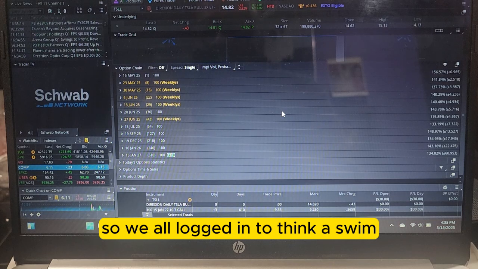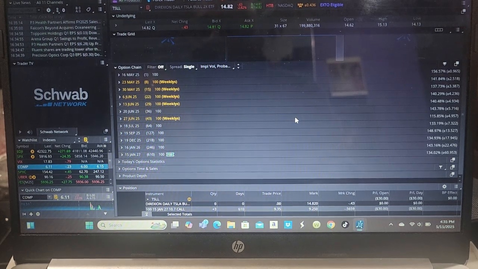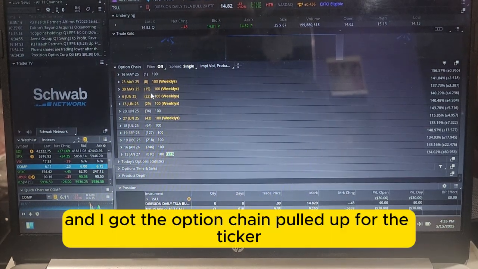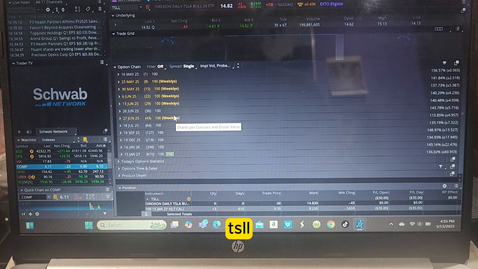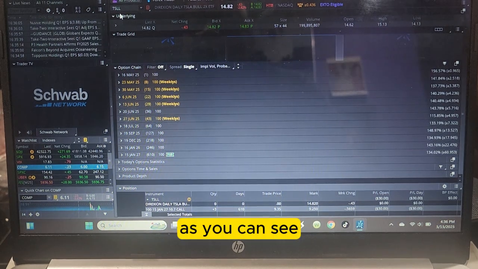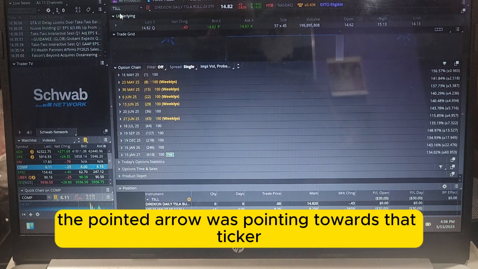So we're all logged into Thinkorswim, and I got the option chain pulled up for the ticker TSLL. As you can see, the pointed arrow is pointing towards that ticker.